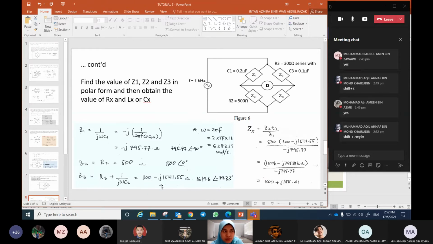What do you call this? Rectangular form. Okay, rectangular form and this polar form. Try it now.